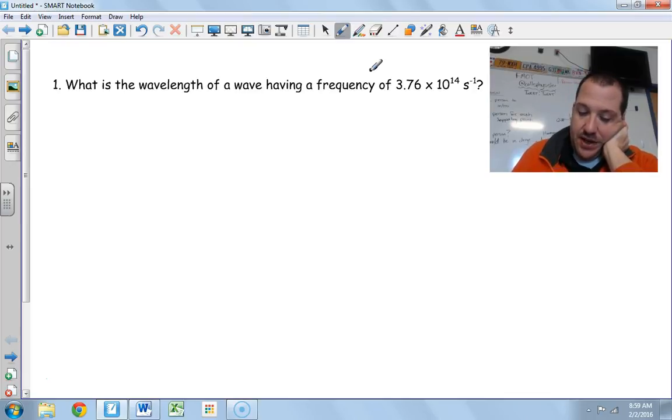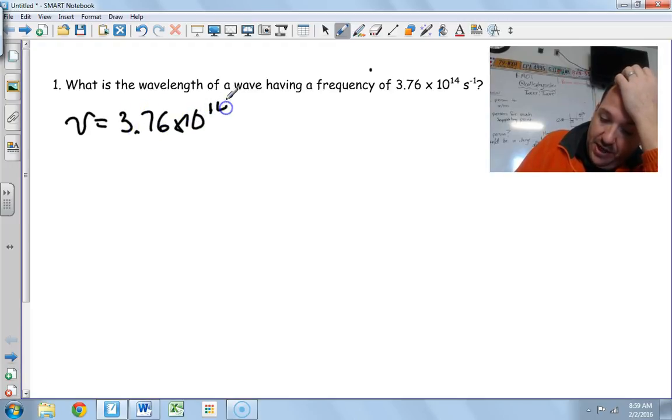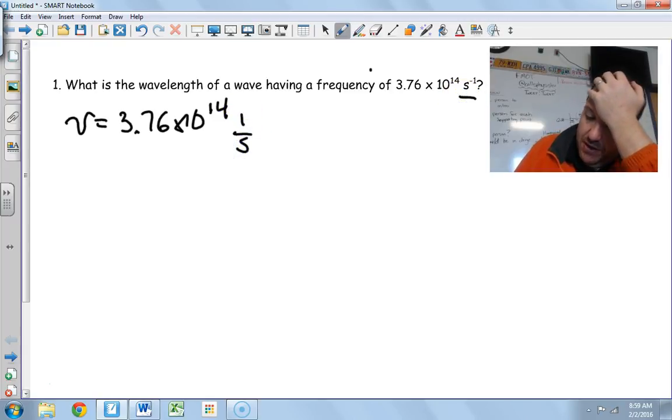So it says, what is the wavelength of a wave having a frequency of this? In order to solve this problem, we have to write what we're given. We're given the frequency equals 3.76 times 10 to the 14th 1 over seconds. This unit, seconds to the minus 1, is the same as 1 over seconds, which is the same as hertz. So don't get confused on that sort of stuff.